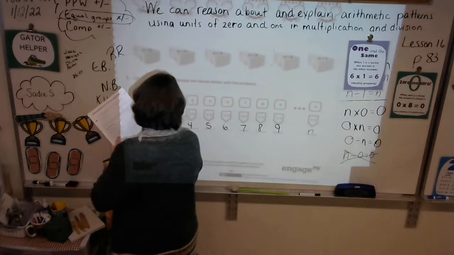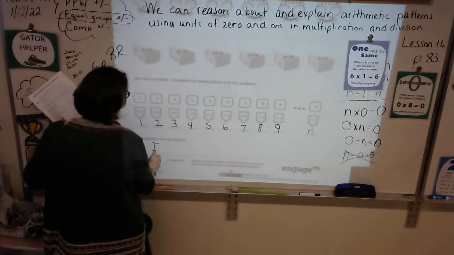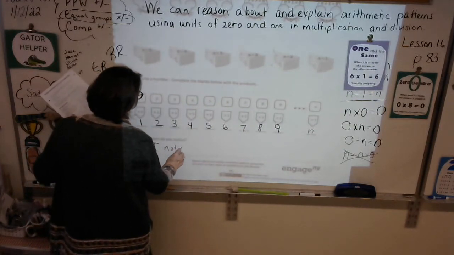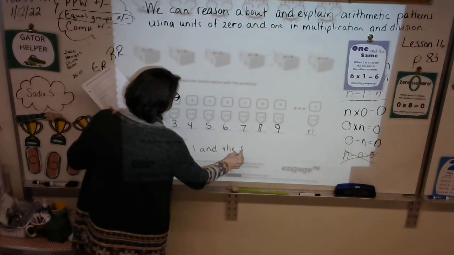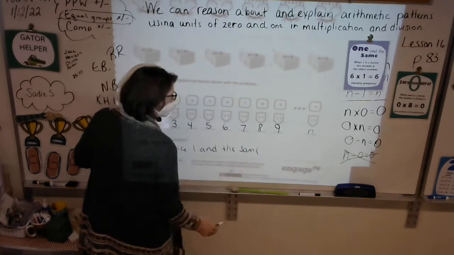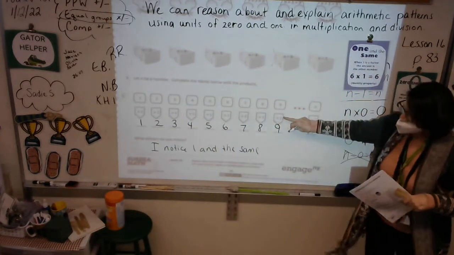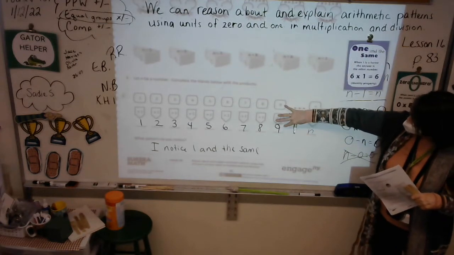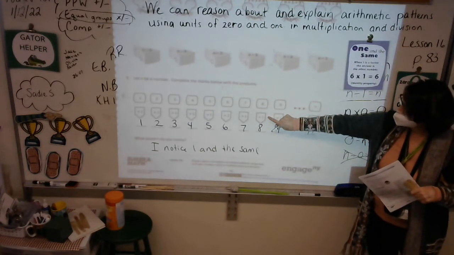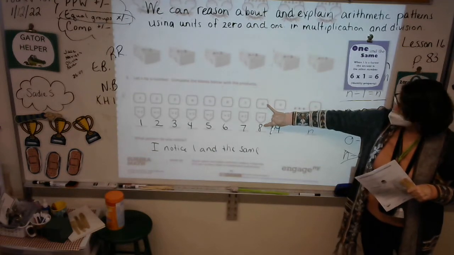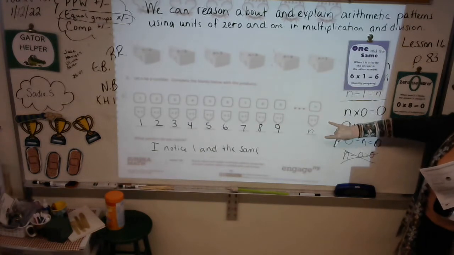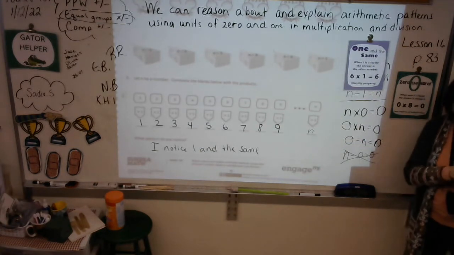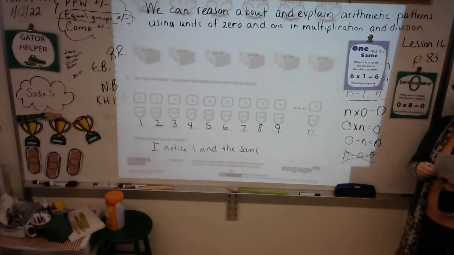So let's go ahead and write that. What pattern do you notice? I notice 1 and the same. And I hope everybody understands that when we write it. We see 1 and the same. Even over here we see 1 and the same. Okay? Alright, let's turn to the next page. Thank you. Kendall, we might look at that. Thank you, Lily. Keeping me honest.